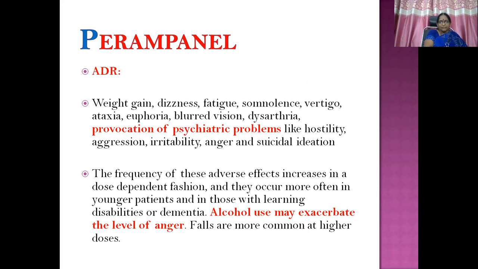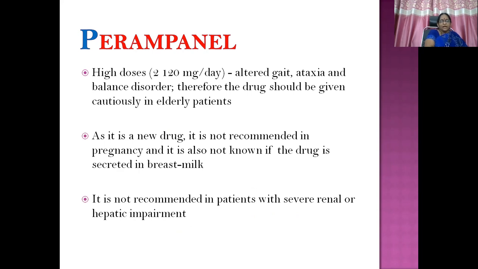Psychiatric problems like hostility, aggression, irritability, anger, and suicidal ideation we can see in the patients. The frequency of this ADR increases in a dose-dependent fashion. So more often in angry patients and those with learning disabilities or dementia. And if the patient takes alcohol along with perampanel, these psychiatric symptoms may get exaggerated. Falls are more common at higher doses. High dose here is 120 milligrams per day.